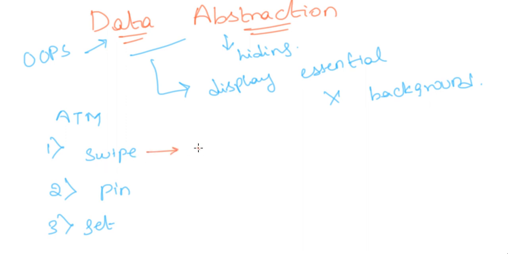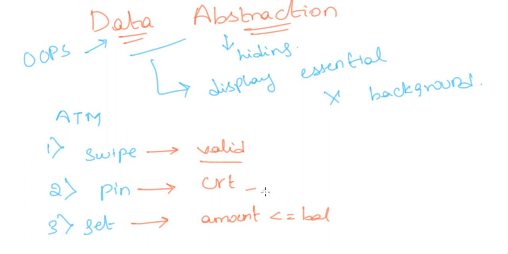When you swipe the card, it checks if the card is valid or not. When you enter the pin, it checks if it's correct or not. And when you enter a specific amount to withdraw, it checks if the amount is within your balance or not. So all these are internal functionalities and the user is not aware of any one of them. He just knows going in, swiping the card, entering the pin and getting the amount he wants.